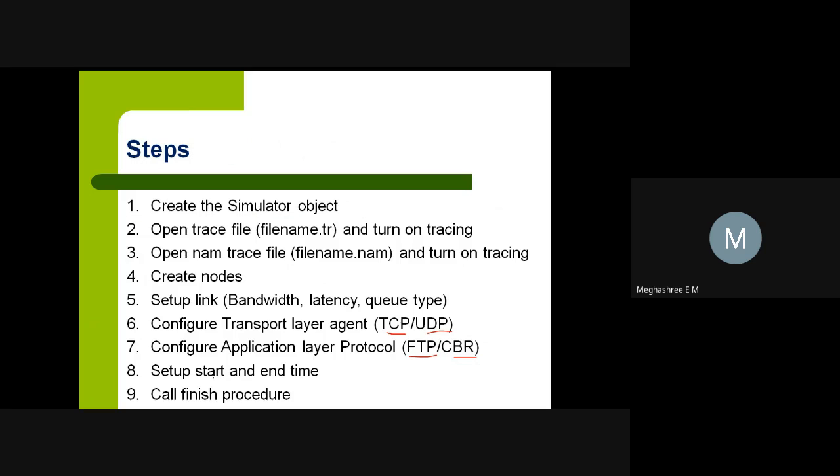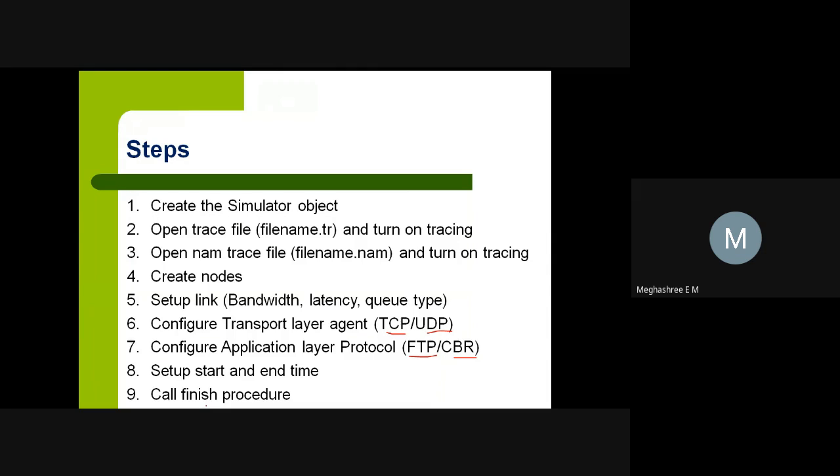Once you're done with configuring all these things, the next step is to mention when you are supposed to start the simulation, that is the start time, and when you have to stop the simulation, that is the end time. After this you have to call the finish procedure, where you specify to close the simulation. The last step is run simulation. After you call the finish procedure, this command should be executed. This should be included in your scripting, then only it will run the simulation.